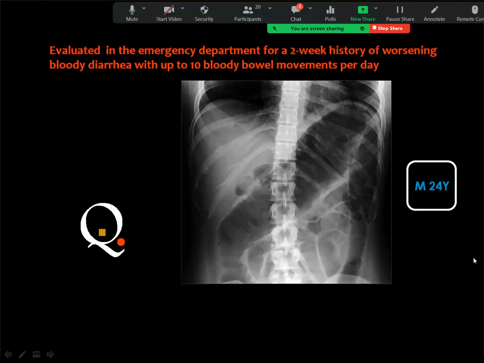Next case is a male, 24 years old, evaluated in the emergency department for a 2 weeks history of worsening bloody diarrhea with up to 10 bloody bowel movements per day.